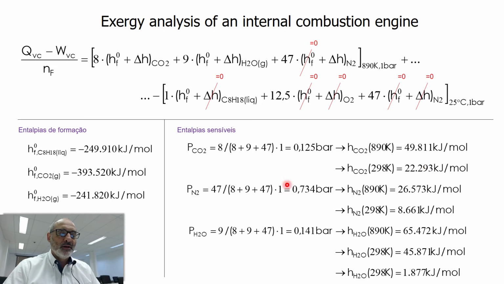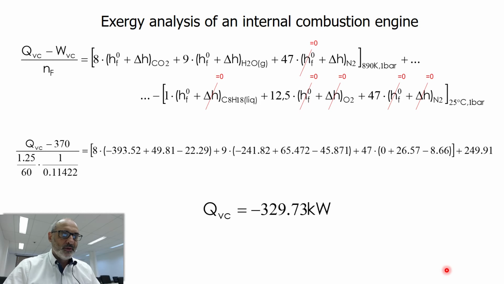And this is the corresponding results. The same applies to N2 and to H2O. We get these results here. And moving on, when we replace our results, we get this result here. So the heat injected into the control volume is minus 329.73 kilowatts. Minus means that it's a negative injection, so actually it is a heat removal. So heat is being removed from the control volume. This is what this minus sign means.